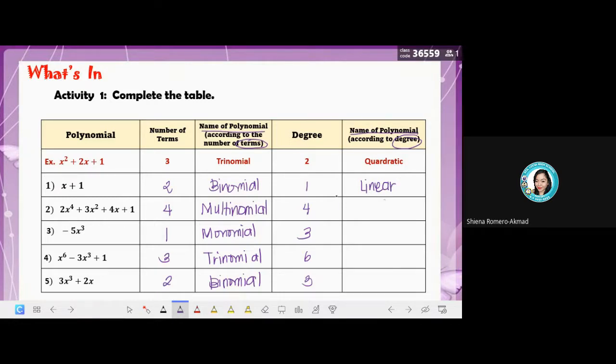Next, number 2. If the highest exponent is 4, what do you call this kind of polynomial? Sige, go. Quartic. Quartic. We have quartic. Next, number 3. Justin. Cubic. Cubic. Number 4.